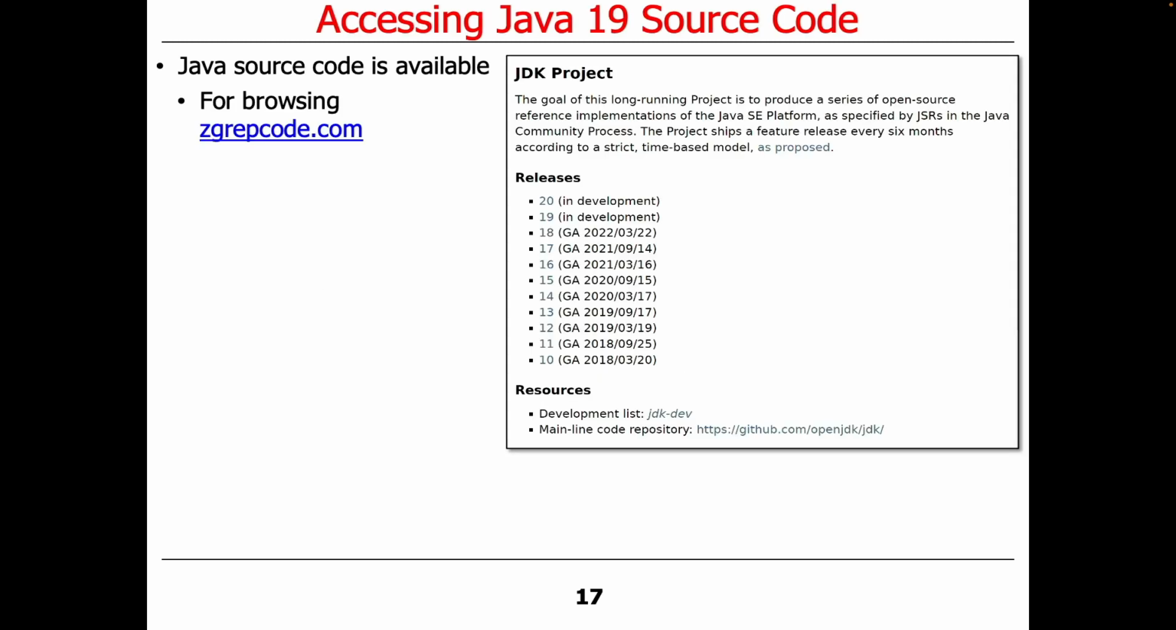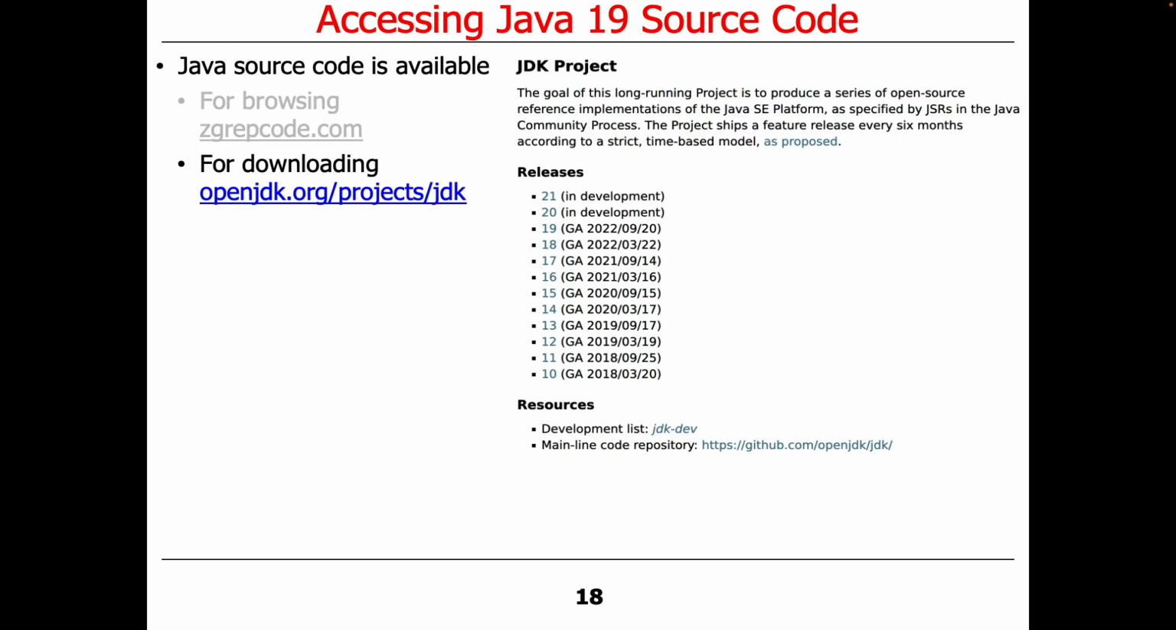You could also get access to the Java 19 source code. It's not required, but it's kind of cool. Java is an open source platform and has been for some time. And you can either browse the code, or you can go ahead and download the code. So if you go here to this link, you can download the code. And the current version is 19, and then 20 and 21 are in development. There are interesting things that may come along there, but we're going to be using version 19.